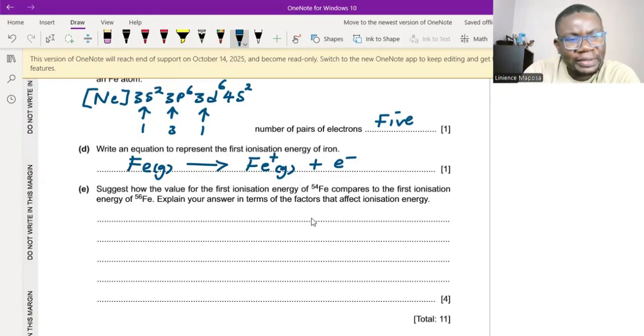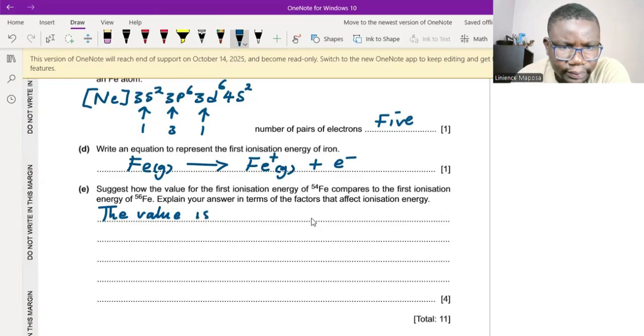It's not about the mass numbers. It's not about the 56 and the 54, because the difference is coming from the number of neutrons, which are not important in terms of ionization. So they have the same first ionization energies. So we can say it's the same. The value is the same.